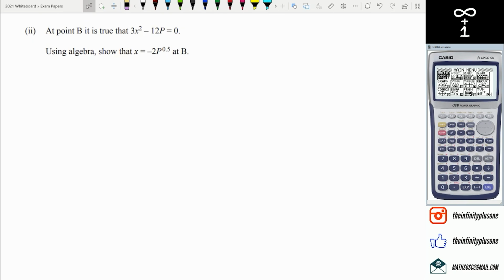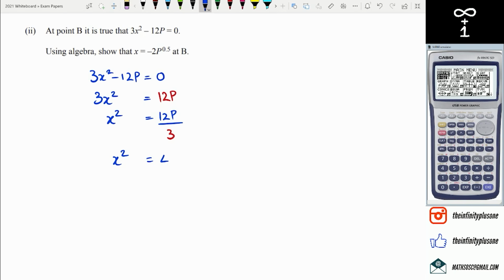So question C2, what we've got is point B. It's true that 3x squared, blah, blah, blah. They're asking us to show x. Okay, so all we're really doing here is just rearranging things and then justifying it. So we've got 3x squared minus 12p equals 0. When we rearrange this, we get 3x squared is equal to positive 12p, and then I'm going to get rid of that 3, so I get 12p divided by 3, and I end up with x squared is equal to 4p.